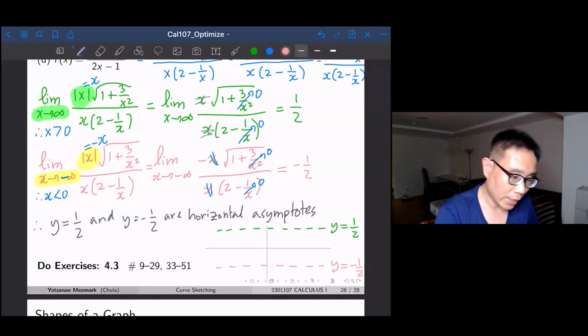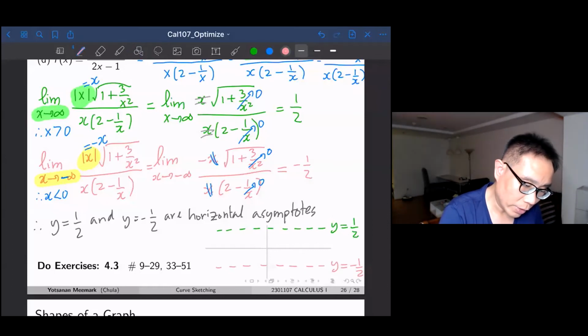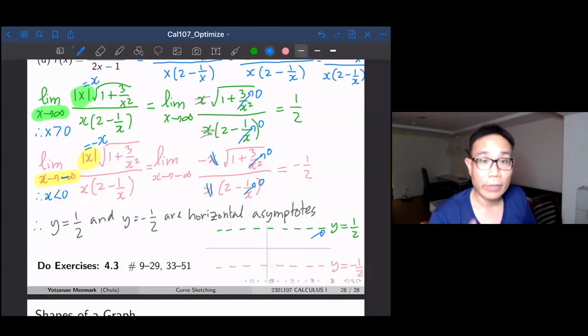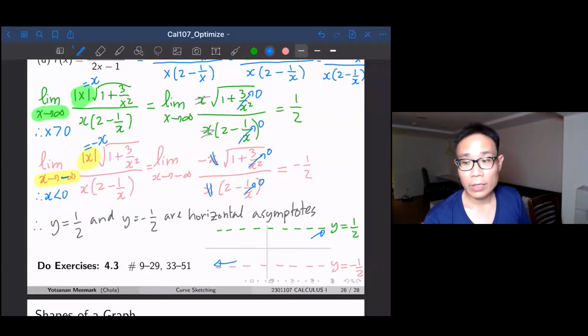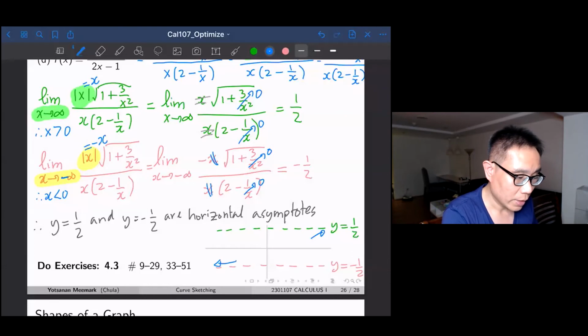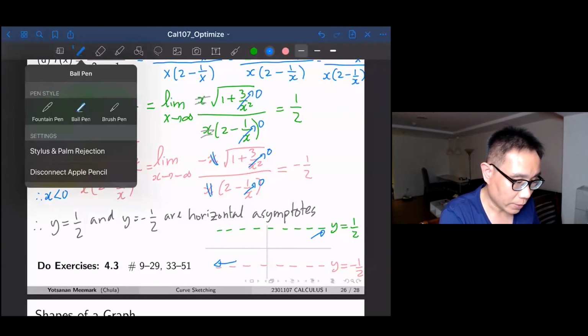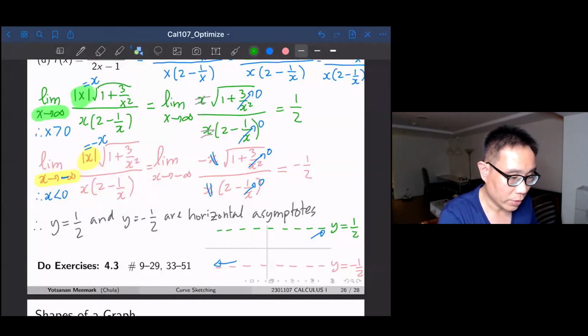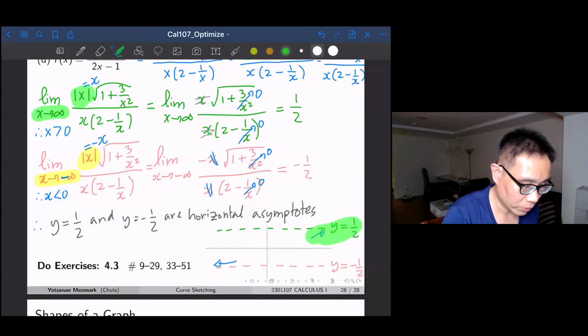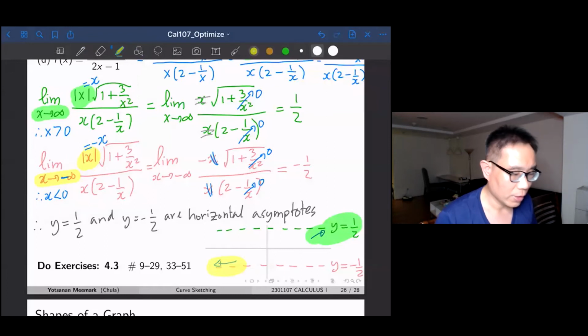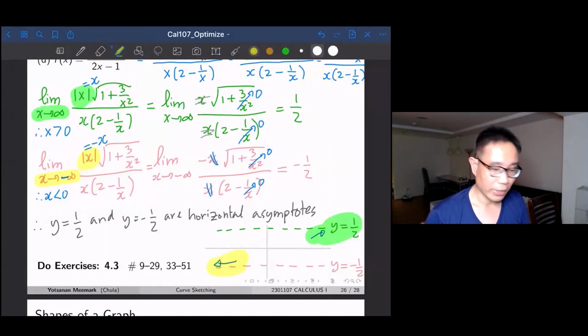And you see that as x goes to positive infinity, it's going to go to the green one, and as x goes to negative infinity, it's going to go to the pink one. So this is the direction that we can also see from computing the limit. So this one is the yellow and the green respectively.